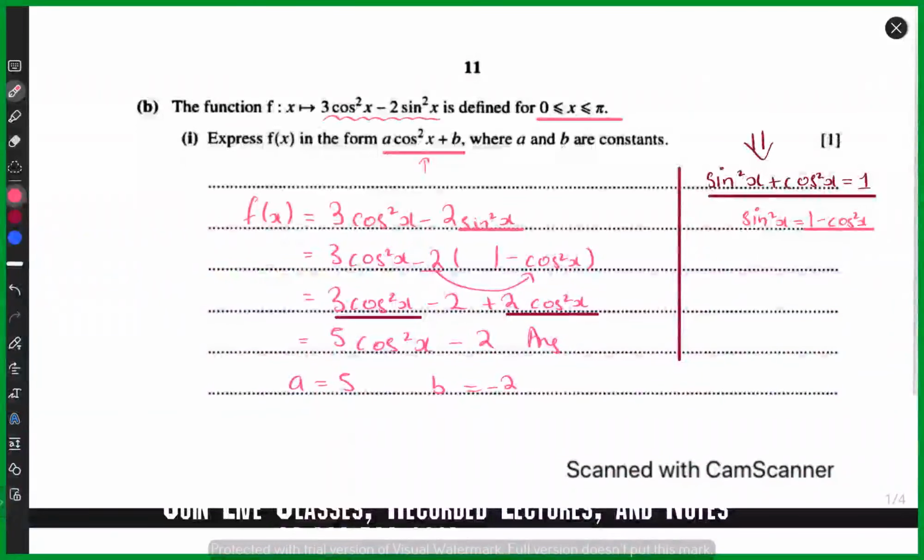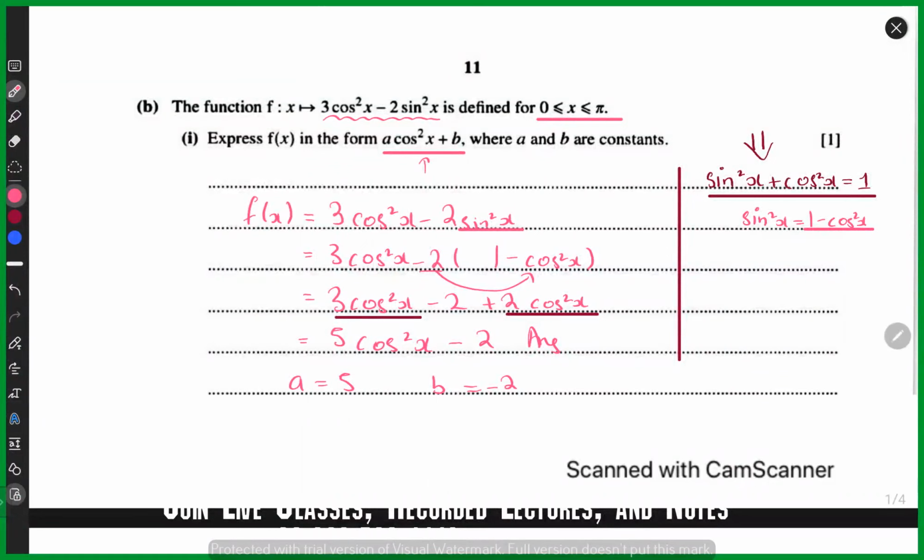Miss, I saw that here, at the beginning, f(x) is equal to 3 cos squared x minus 2 sin squared x. Miss, after that, I think you changed sin to cos. So I don't know what the rule is here. Yeah, I'll tell you.